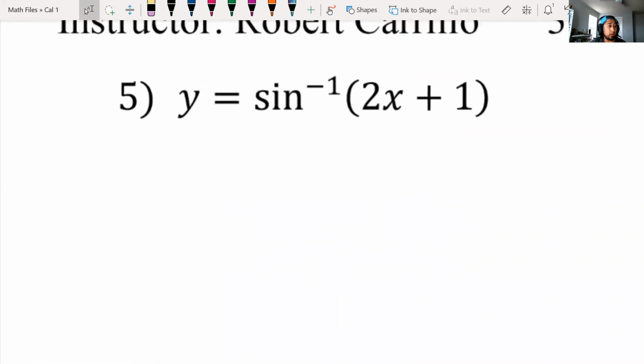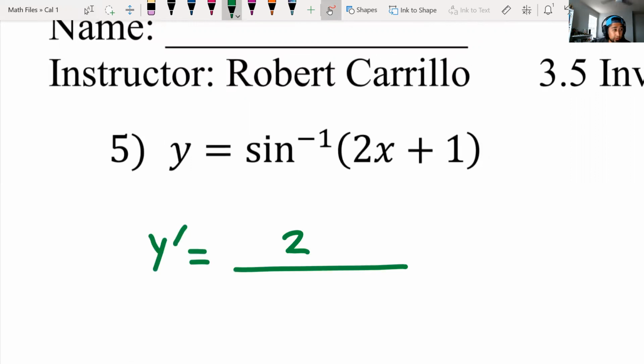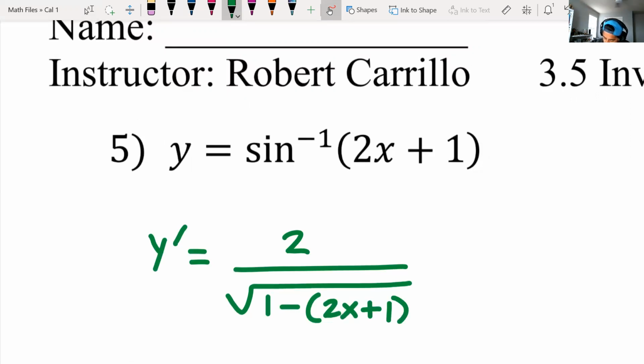Inverse sine of 2x plus 1. This is going to use the chain rule derivative for the inverse sine function. So we're going to get y prime, and the chain rule derivative for the inverse sine function is going to be the derivative of the inside, 2, over the square root of 1 minus the inside squared.